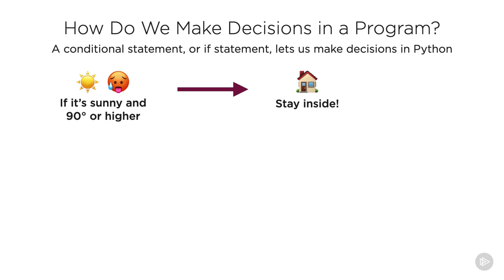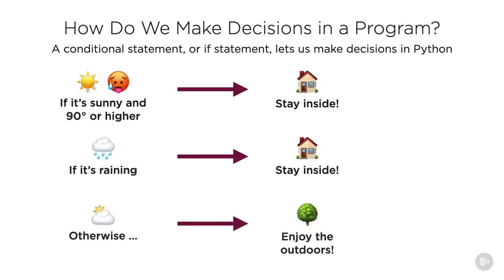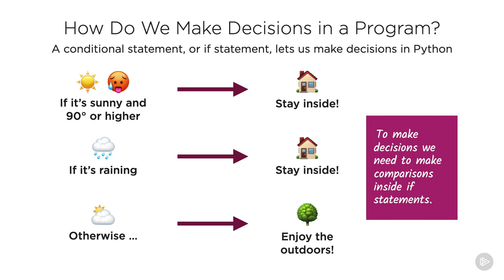As a simple example, let's say we were deciding to go on a family hike. We might say if it's sunny and 90 degrees or higher, it's too hot and we're going to stay inside. Also, if it's raining, we want to stay inside. And otherwise, let's enjoy the outdoors. To make these decisions, we actually had to compare the temperature and the forecast. And we'll see how we do something similar in Python.